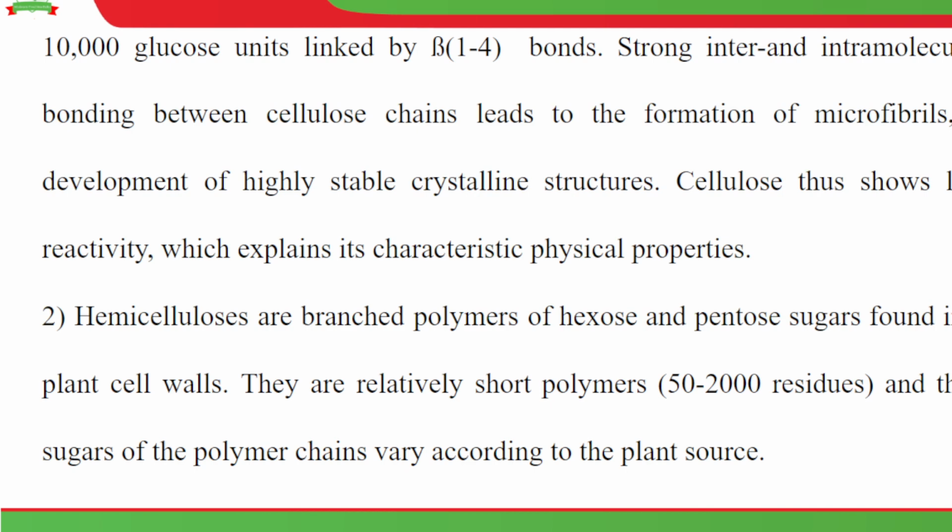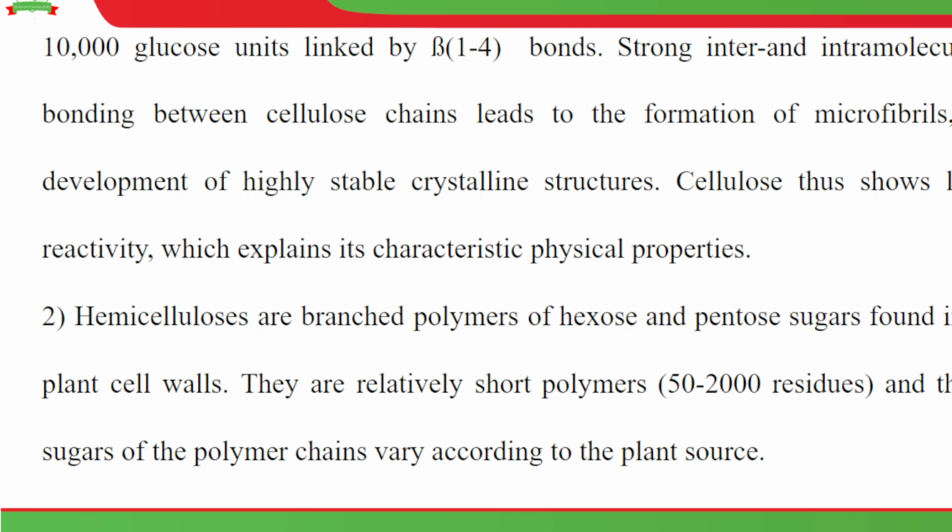If you've forgotten what pentoses and hexoses are, rush back and look into your notes. These sugars are bonded together and branched, so they form relatively short polymers of around 50 to 200 residues of these hexose and pentose sugars. The constituents of the polymer chains vary according to the plant source.